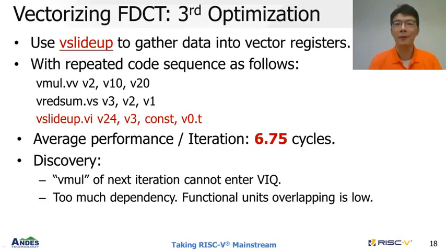In the third attempt, the developer decided to use a v-slide-up instruction to gather the reduction sum results into a vector register instead of storing them out one by one. For this change, the performance now becomes 6.75 cycles per iteration. From the pipeline display, the user found this time that due to strong dependency, the functional units overlapping is low, and the vector multiplication instruction of the next iteration will be blocked for several cycles.